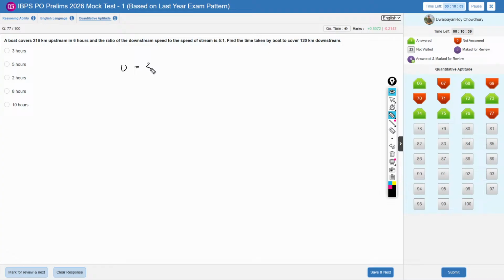Upstream speed is 36. The ratio of upstream to downstream, the downstream speed to speed of stream. So upstream speed is going to be 3. So downstream speed is going to be 5, at 60. Both downstream 2 hours.